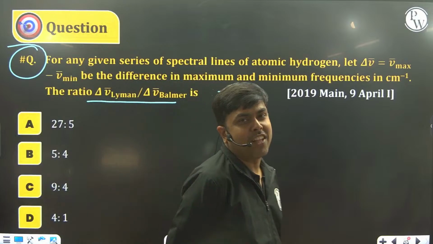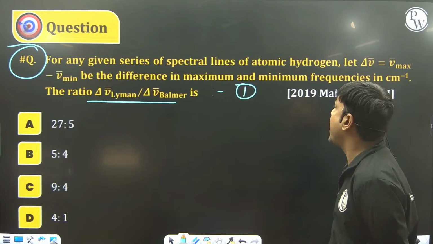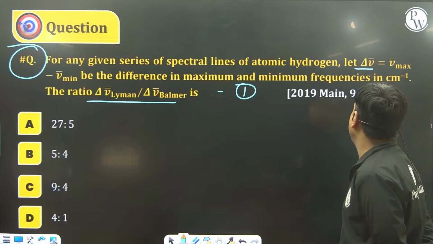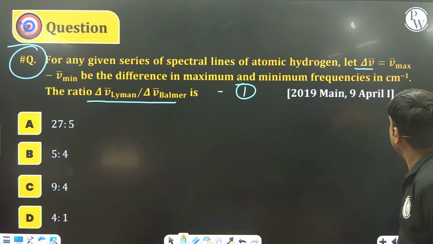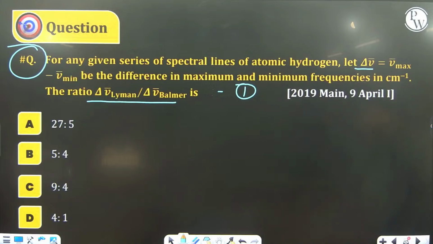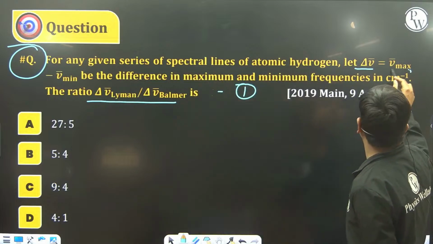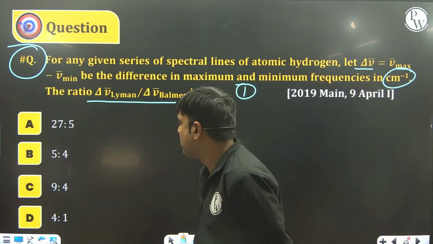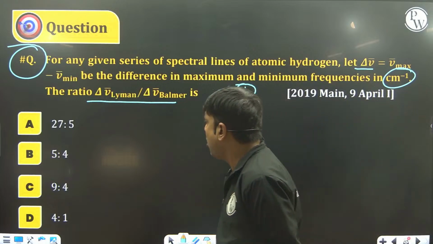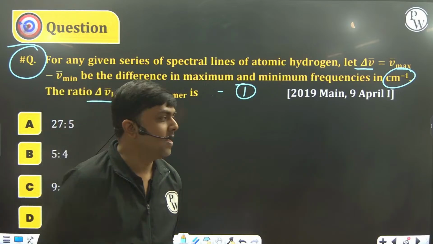Done? Shall we start? For any given series of spectral lines of atomic hydrogen, let mu bar, again wave number, they are giving in terms of wave number. Mu bar equals mu bar max minus mu bar min, the difference between the maximum and the minimum frequency. Anyhow, this unit is not going to work here. The ratio is there, so it will be a unitless, dimensionless quantity, right? The ratio of delta of mu Lyman upon delta of mu Balmer. Perfect.